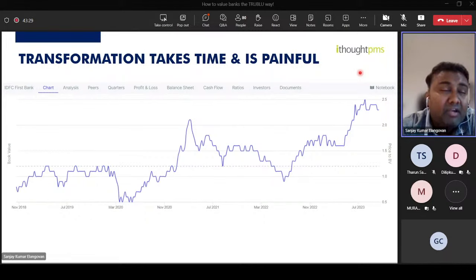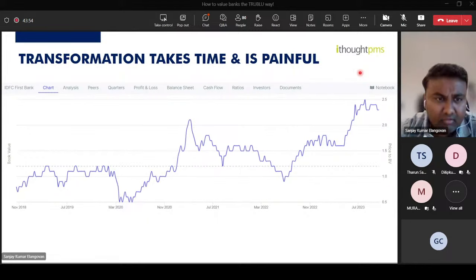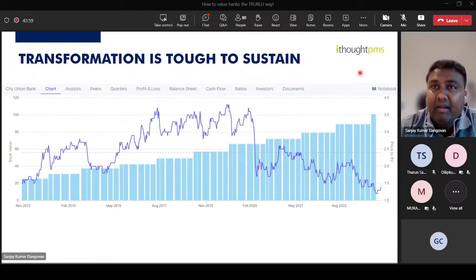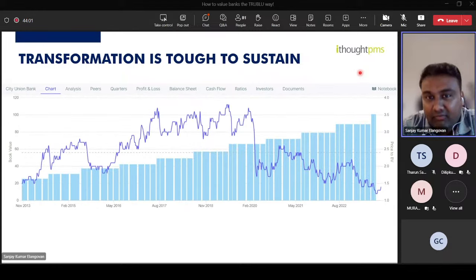The market was pricing in the higher ROE that the bank would be able to do, say, in 2024-25, in 2021 itself, right? So they were pricing in 3-4 years of growth. And when that didn't happen, wave two happened and more provisions had to be made. That kind of freaked the market, and IDFC First got derated. There are other issues also. So the summary is transformation takes time and is painful. And even if you've done the transformation, it is tough to sustain.